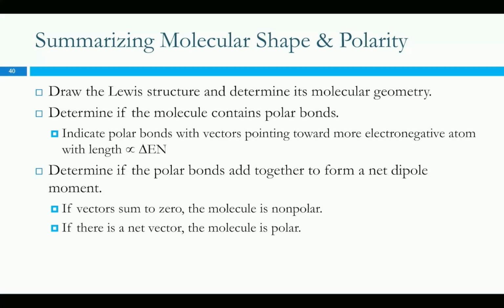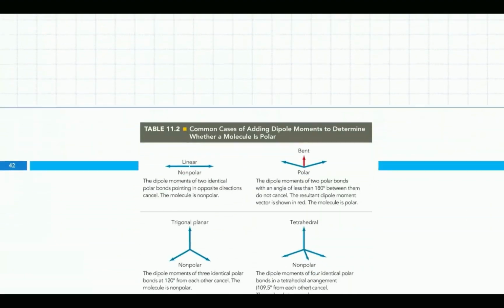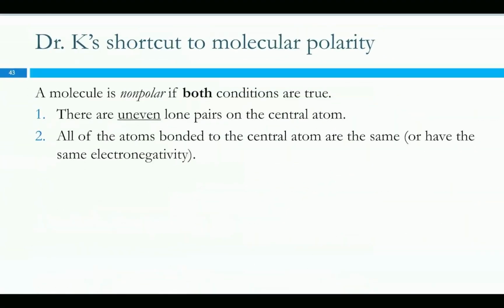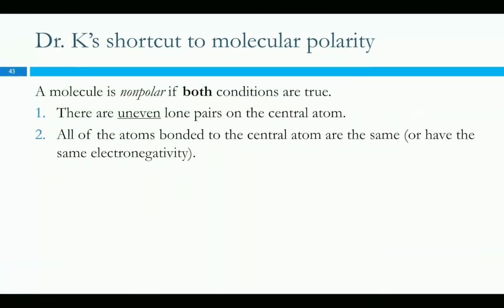But for a lot of things, you can use a shortcut. Actually, I thought it was going to be next. We'll come back and look at it through the lens of both of these. So a molecule is nonpolar if both conditions are true. There are uneven lone pairs on the central atom. That's a typo.